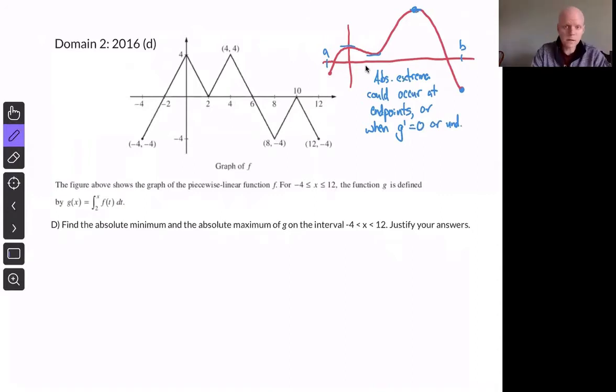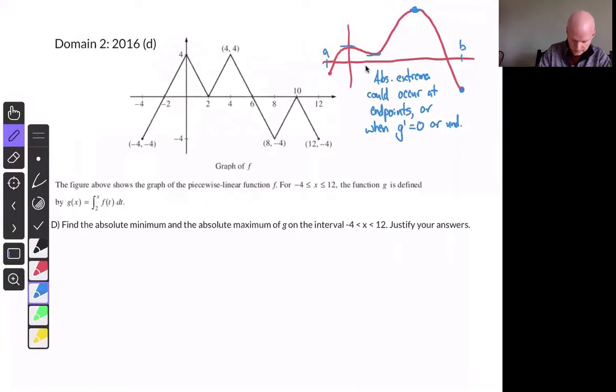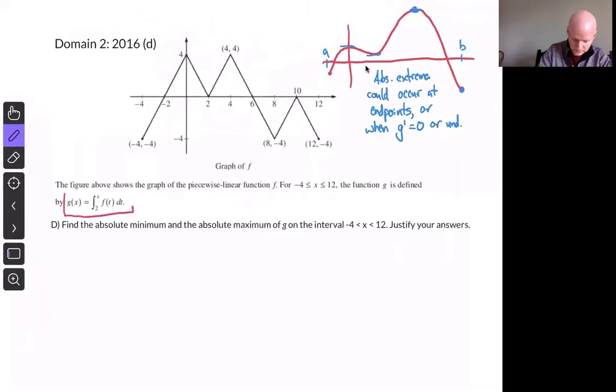So what we'll end up doing here is making a chart to test these different candidates and see which of the candidates is the absolute highest point and which is the absolute lowest point. Okay, so let's take a look at our function here. So we still have the same thing. G of x is the integral from 2 to x of f of t.